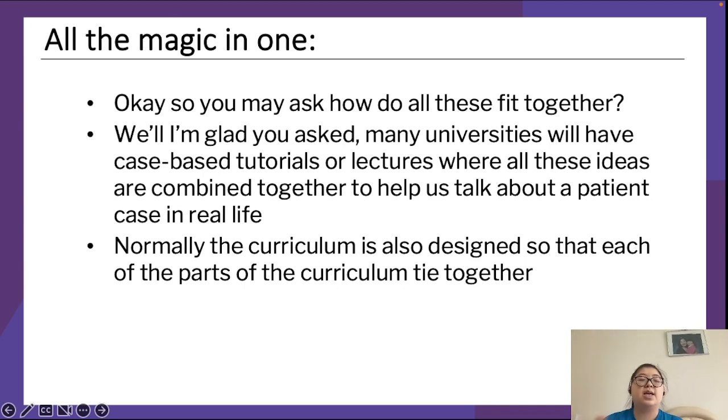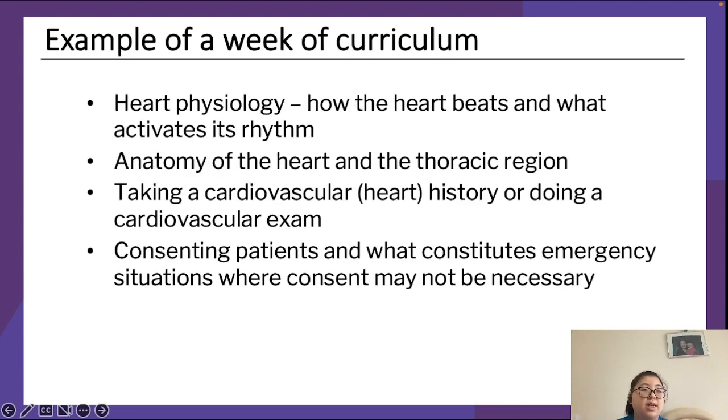And what they do is they talk about that body part and then they base tutorials or big workshops on it. Normally it's designed so that everything fits together quite nicely. Some universities do it better than others, unfortunately, and some will have lags, but that's okay. Ultimately you have to learn everything anyway.